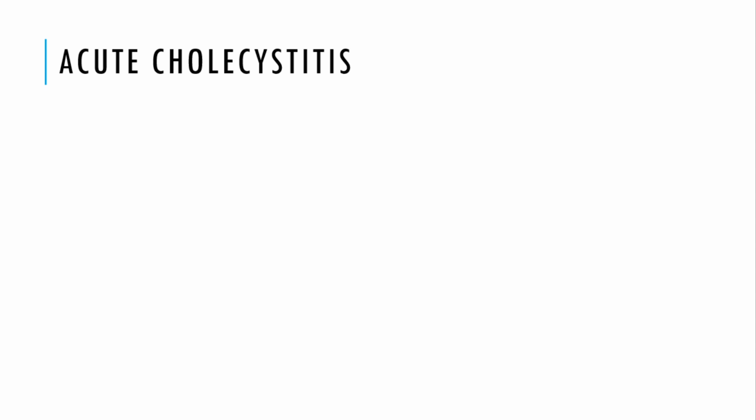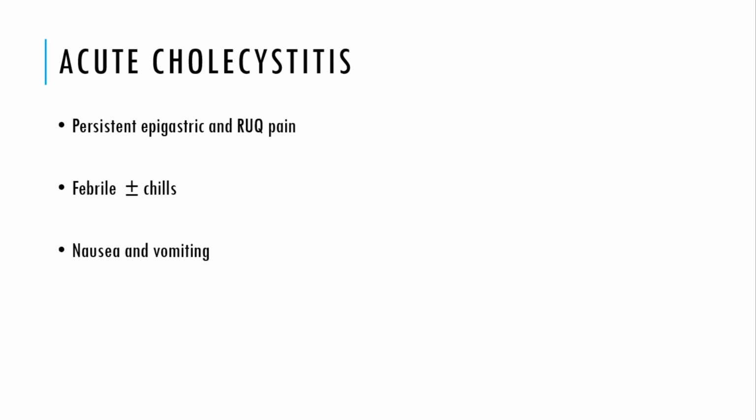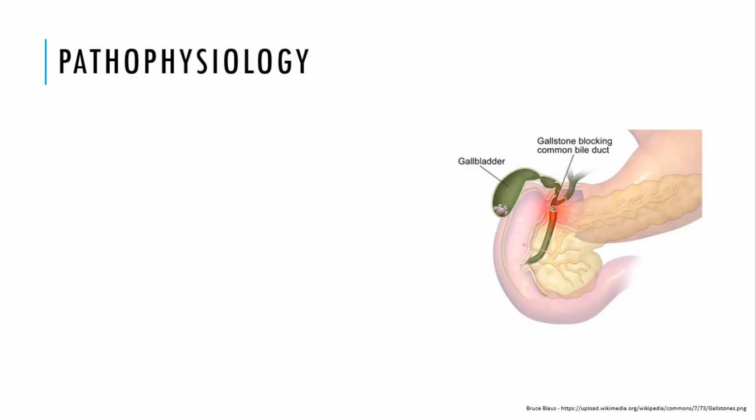Acute cholecystitis is most likely the most common complication of having gallstones. Usually patients have persistent epigastric and right upper quadrant pain. They might have temperature or chills and rigors. They can have nausea and vomiting, and very frequently they present with loss of appetite. So, how do patients develop acute cholecystitis?